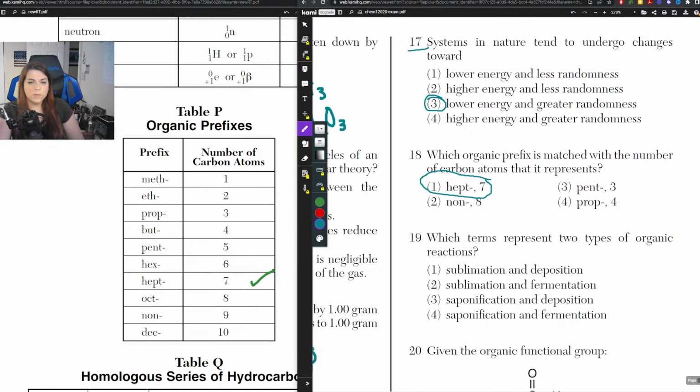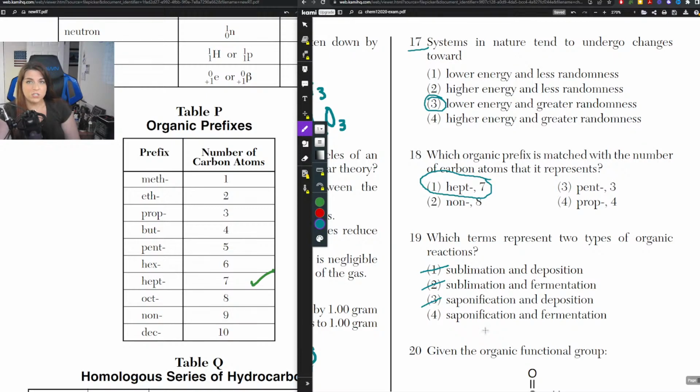19, which two terms represent types of organic reactions? Sublimation and deposition are conversions from solid to gas and gas to solid. Those are phase changes, so that's not it. Sublimation is a phase change, so that can't be the correct answer. Same with deposition in choice 3.